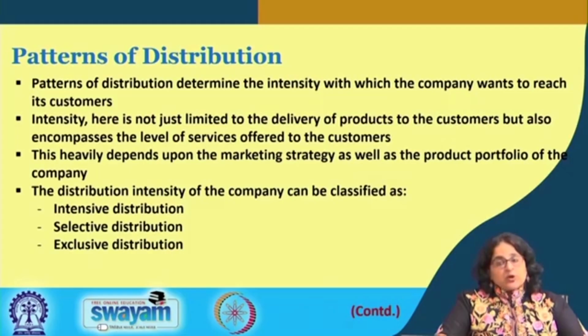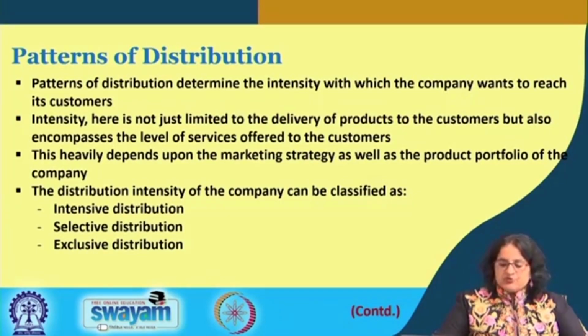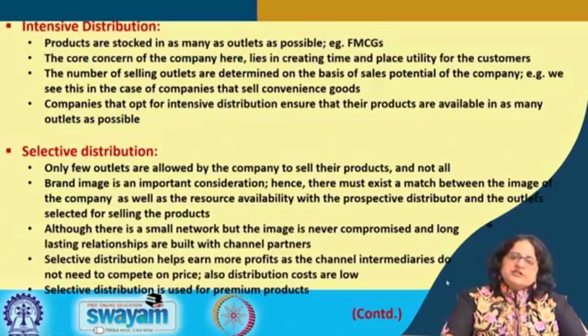So, what is the kind of reach or what is the kind of intensity a company would like to have depends upon the objectives of the company, and also depends upon the product portfolio that the company is into, manufacturing or marketing. So, the distribution intensity of a company can be classified into 3 categories: intensive distribution, selective distribution and exclusive distribution. Now, what is intensive distribution?